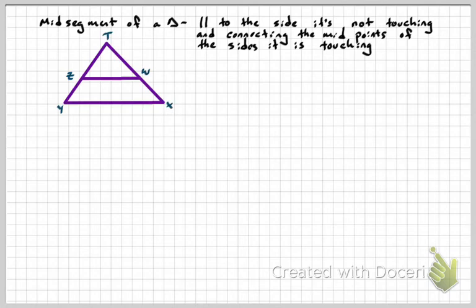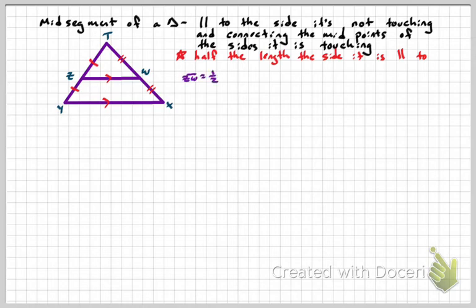So right here, that means that ZW will be parallel to YX, and then this side is being cut in half by ZW, and this side is being cut in half by ZW, just like that. Okay? So that means that ZW is a mid-segment of this triangle. And so the mid-segment is half the length of the side it is parallel to, or half the length of the side it's not touching. So ZW is half of YX.